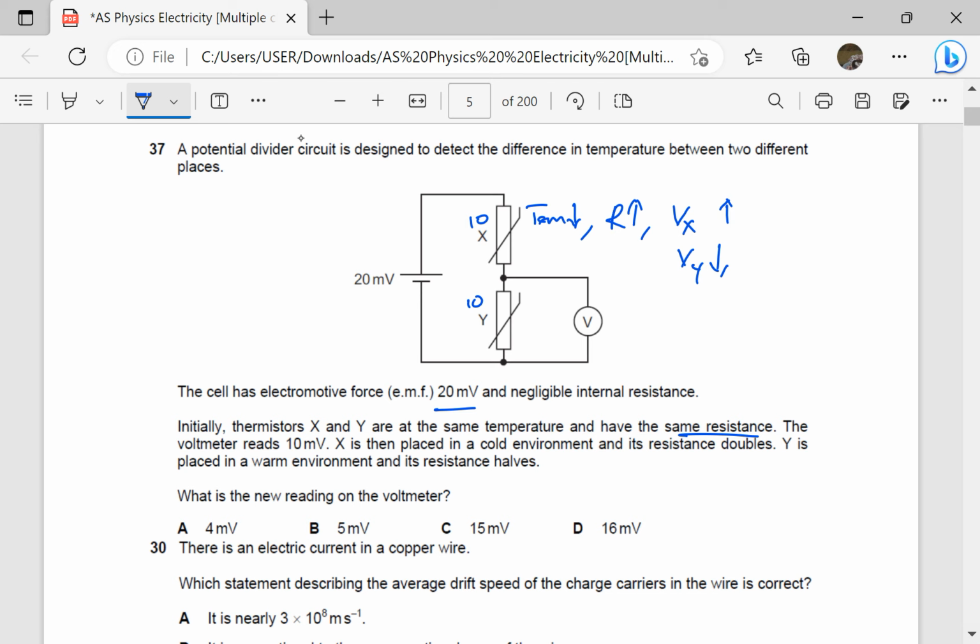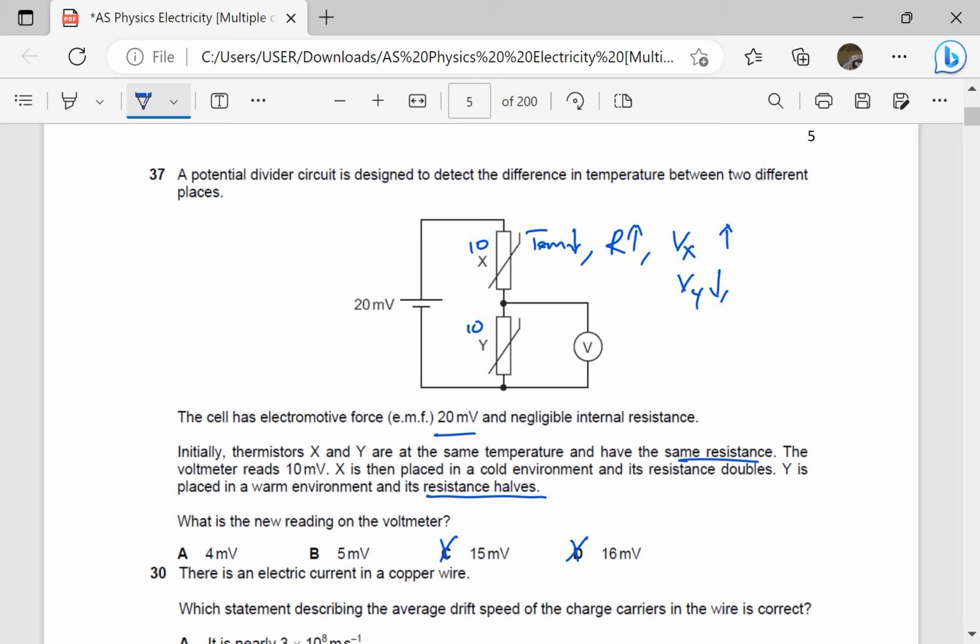X is then placed in a cold environment and its resistance doubles. Y is placed in a warm environment and its resistance halves. What is the new reading on the voltmeter? Note that the voltmeter is supposed to give us the PD across Y. Its resistance halves, so the PD must by all means be less than 10. That means 15, 5 and 16, those ones are ignored already, they are above 10. So we have to choose between 4 and 5.